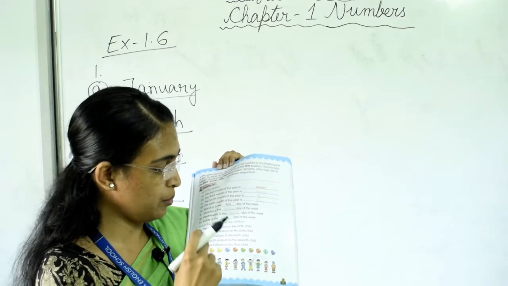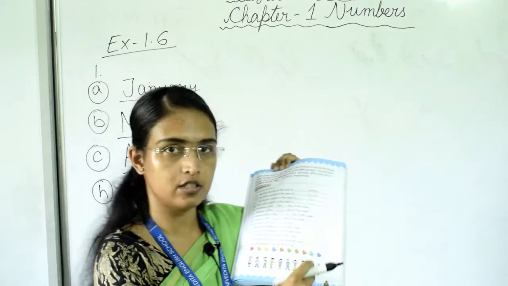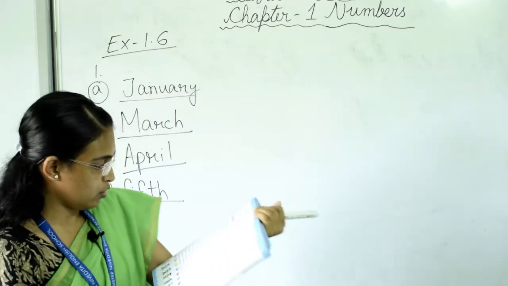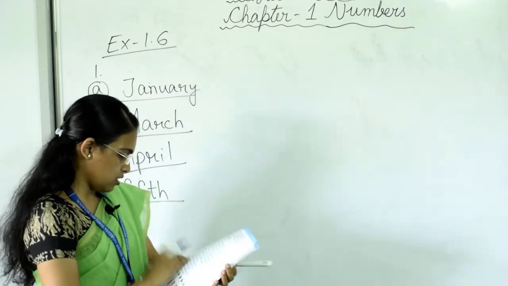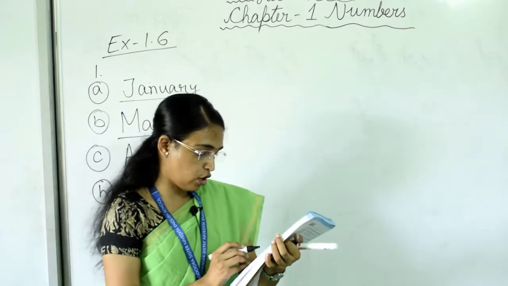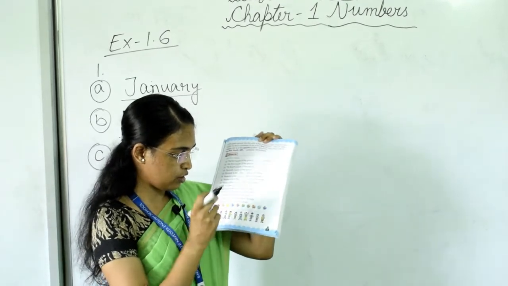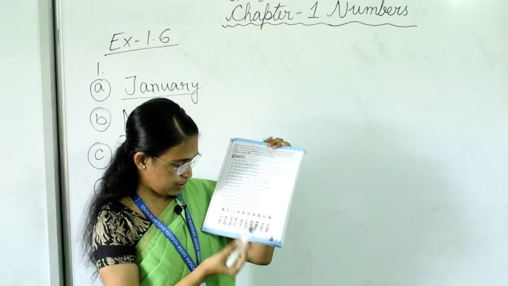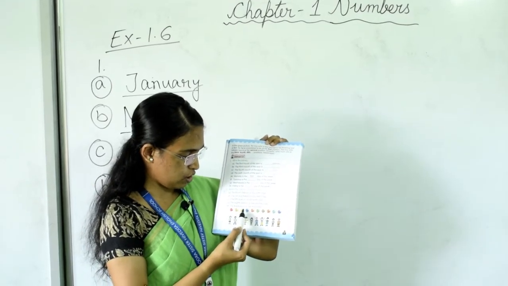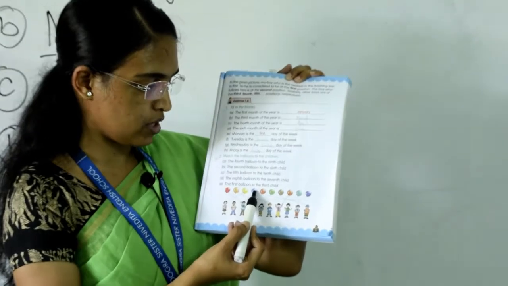So you have to match these balloons with these children. Okay. The first question is the 4th balloon to the 9th child. We have to take the 4th balloon to the 9th child. Which one is the 4th balloon? 1, 2, 3, 4. This blue color balloon is the 4th balloon.